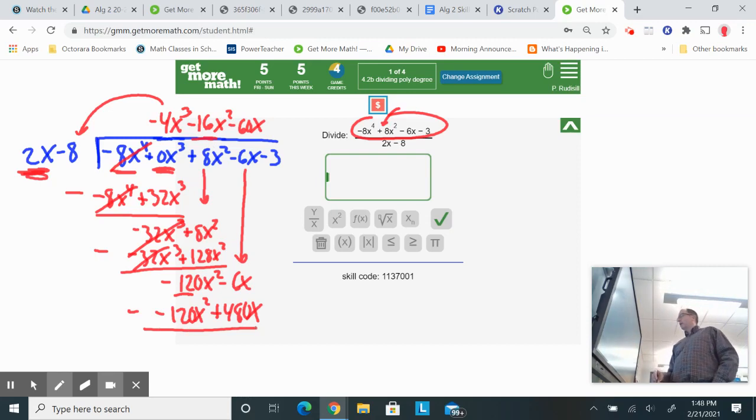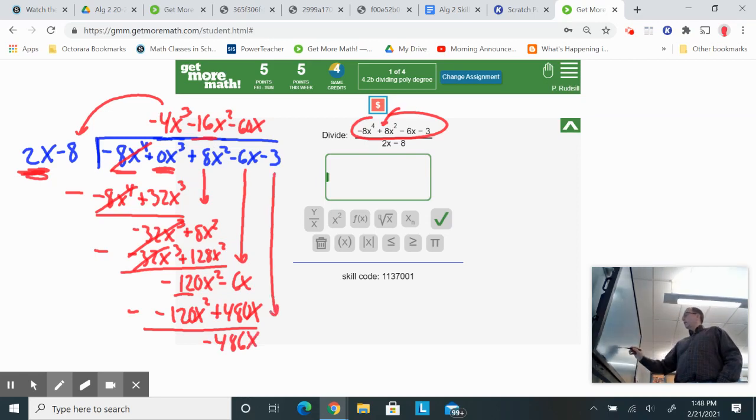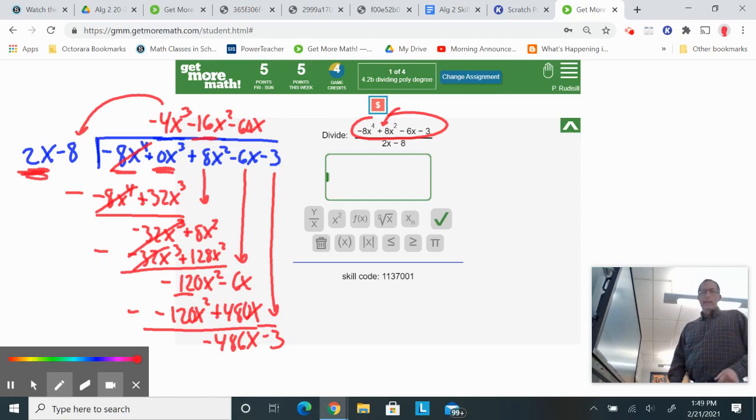Well, I eliminate the x squareds, but look at the x's. Negative 6x minus 480x is negative 486x. And I bring down the minus 3. Whew. Holy cow. I'm thinking maybe I messed something up here. So let's take a look. I just used my calculator. I put it back over here, but just double check some numbers. And I'm doing it right so far.